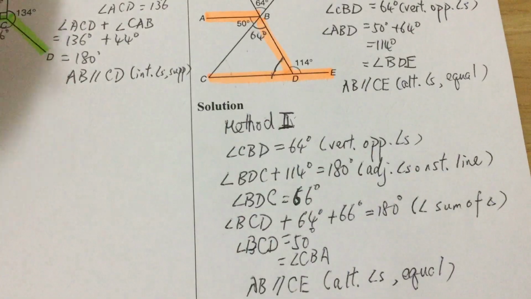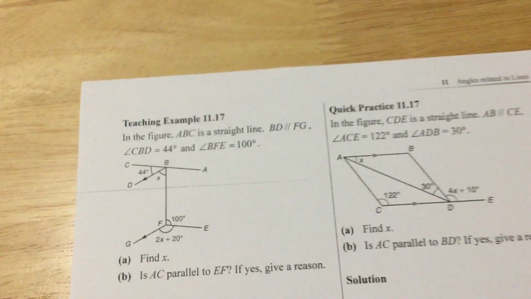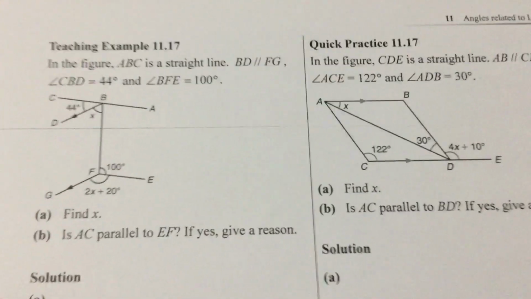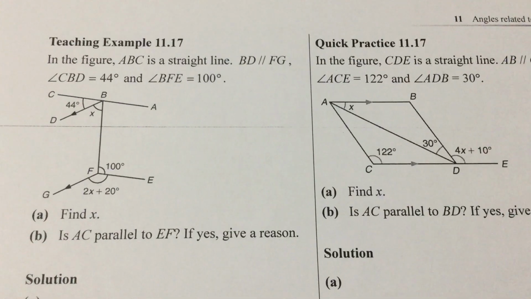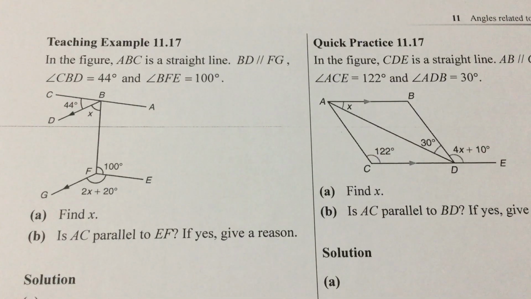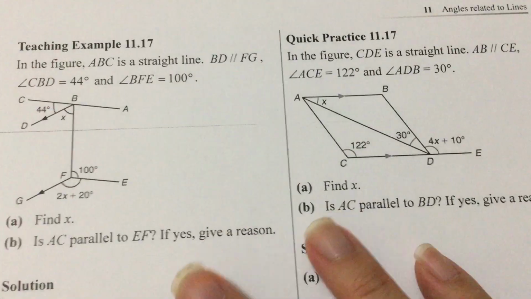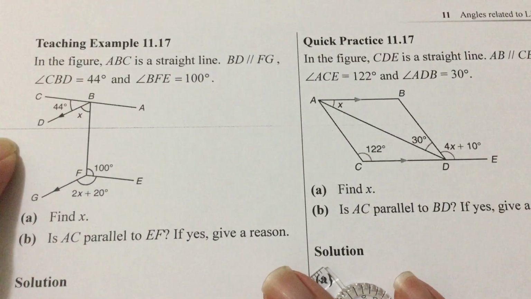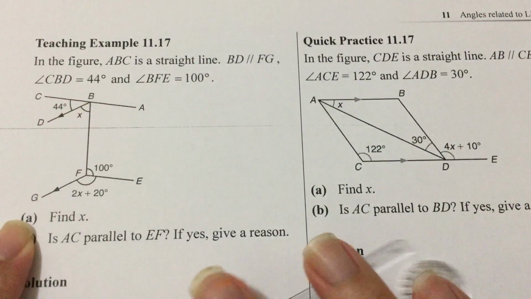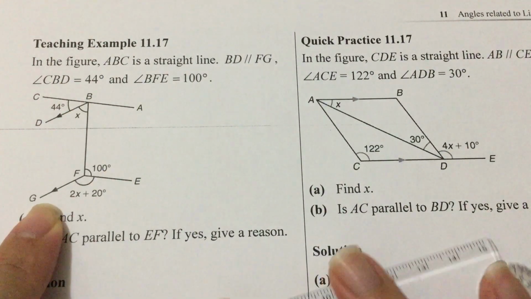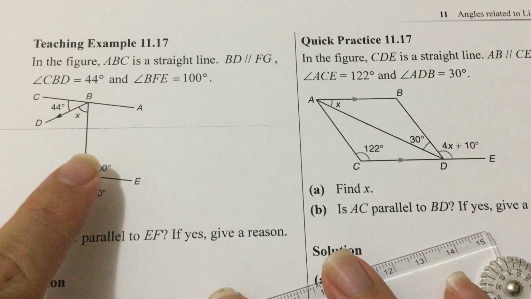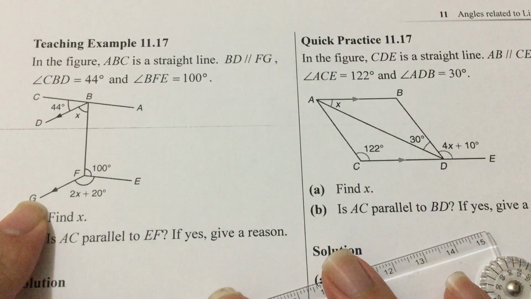Now let's go to teaching example 11.17. That's the last teaching example for you, and you are going to do the last quick practice. Now we're going to find the x here. This time you will see I will mix them up with the parallel lines. We know that BD is parallel to FG because we drew it first. And we are going to find out the value of x.